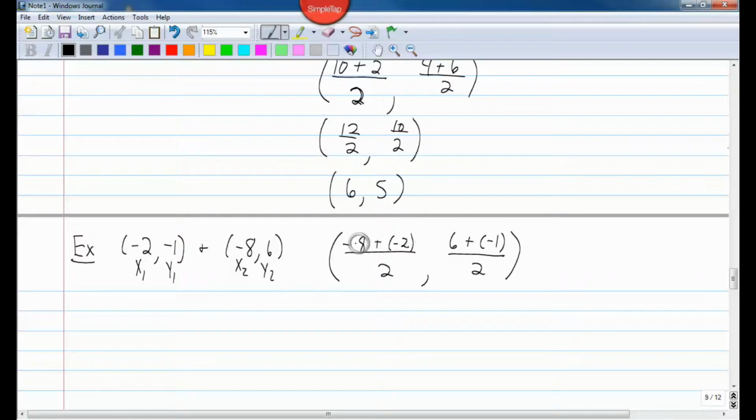Alright, so this first number here, that's going to be -10 over 2, which will reduce, and +5 over 2. So my midpoint is (-5, 5/2). Usually we don't write a decimal. If the fraction cannot be reduced, we just leave it like that. So negative 5, 5/2.